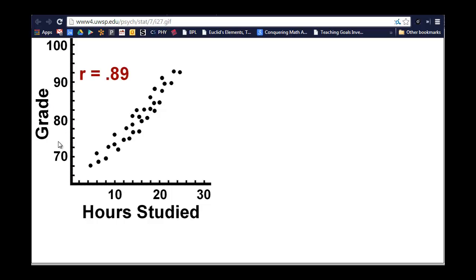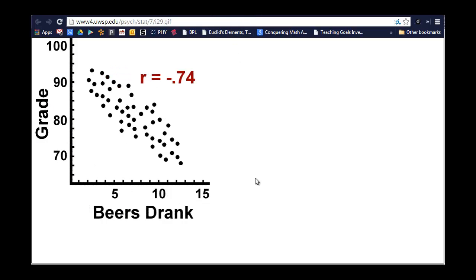We can also have strong negative correlation. And here's an amusing example from this same website. This is the grade on the test and the number of beers drank. Again, this is a fairly strong correlation, not quite as strong as the first one, but it's negative, indicating that drinking more beers before your test would mean a lower grade rather than a higher grade. So in terms of the graph, this would just represent a negative slope instead of a positive slope.